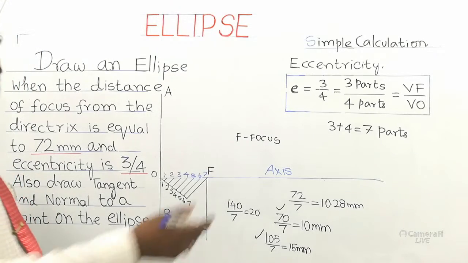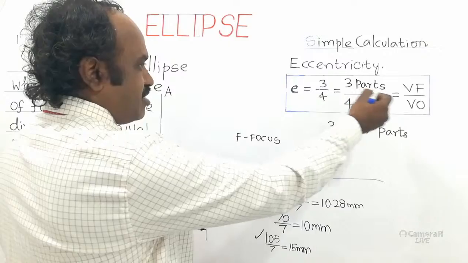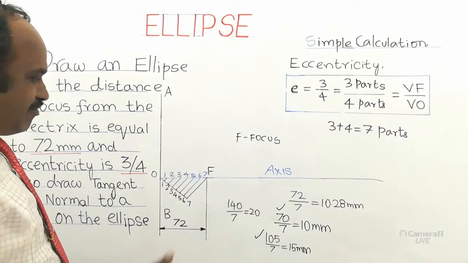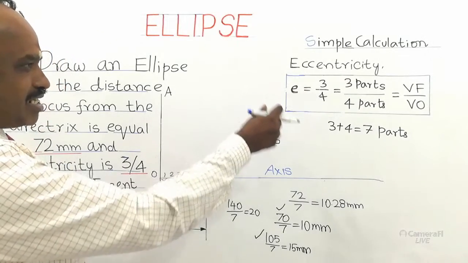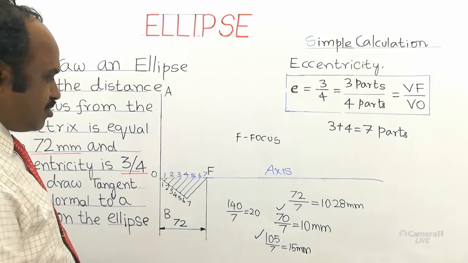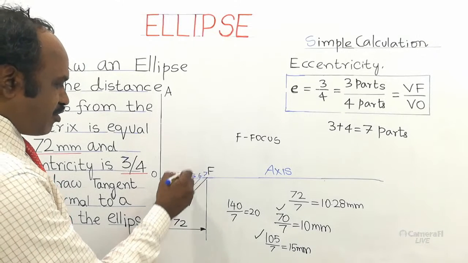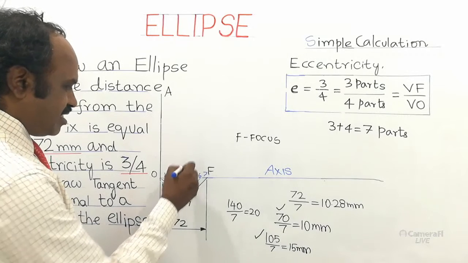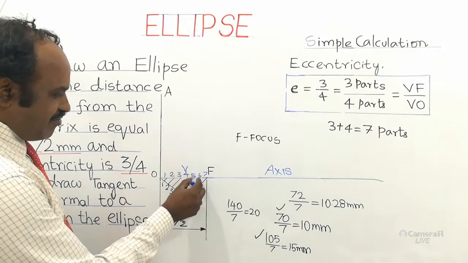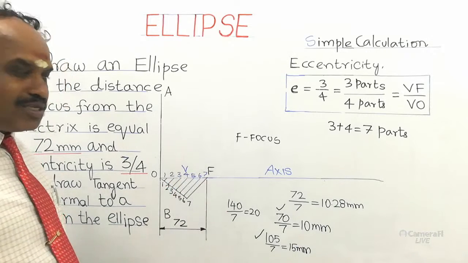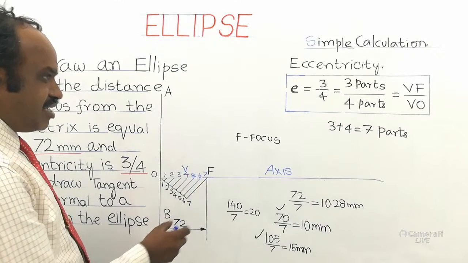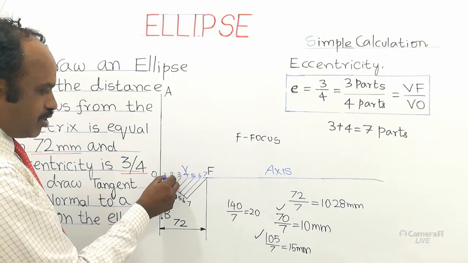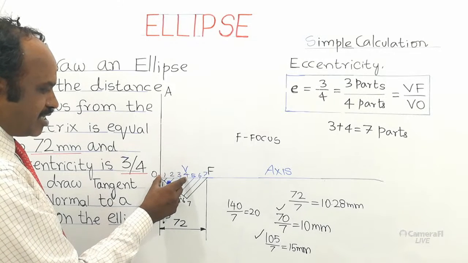Now the eccentricity ratio given is 3/4. So VF will be 3 parts and VO will be 4 parts. Let us see where to locate V. Let us mark at point 4. I think marking at 4 will be correct. See, the 4th point will be my vertex V. From 4 to 5 is one part, 5 to 6 one part, 6 to 7 one part. So there are 3 parts between V and F. Between V and O, see how many parts: 0 to 1, 1 to 2, 2 to 3, 3 to 4. So there are 4 equal parts.